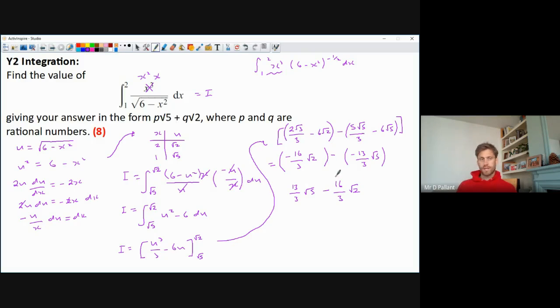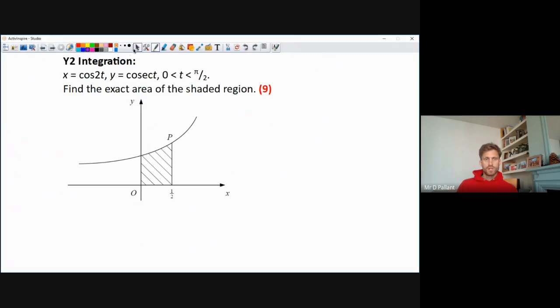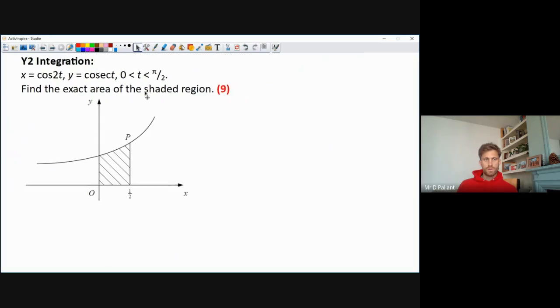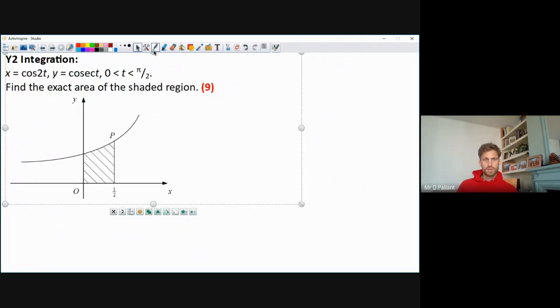Okay, and then one more. So we've got a parametric one here. 9 marks. Let's see if we can do it in under 9 minutes. So pause this here. Have a go.